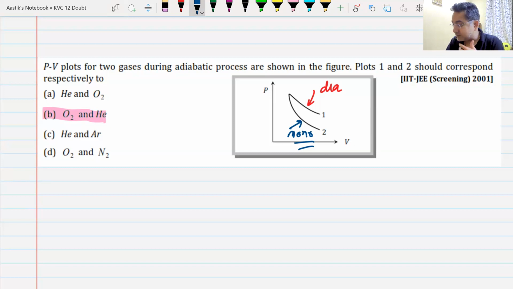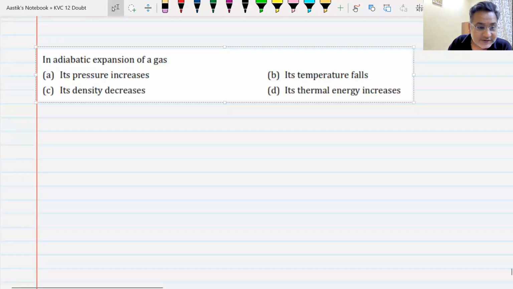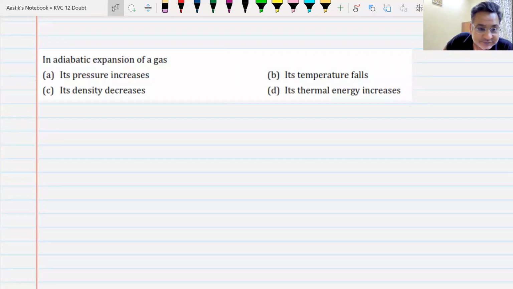This one looks like a very simple one. Do we have an answer? See, simple question, land up in trouble. Yes, my dear friends. In an adiabatic expansion of a gas, which is the correct option?